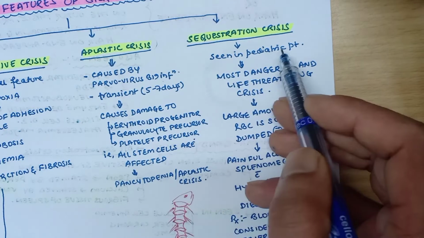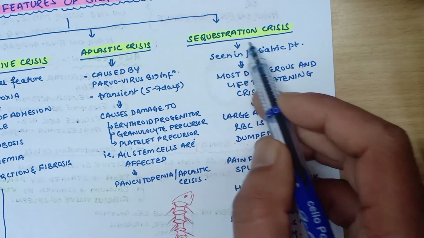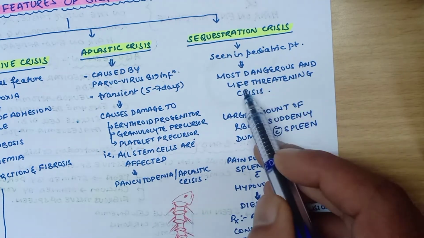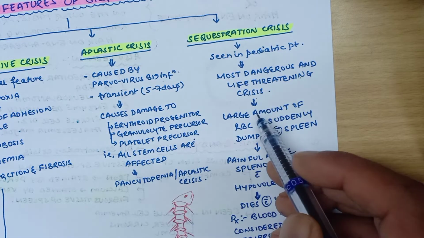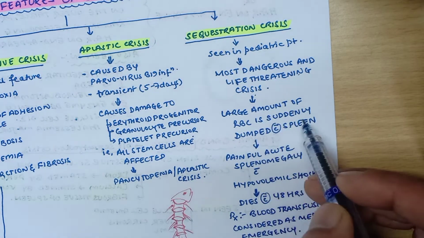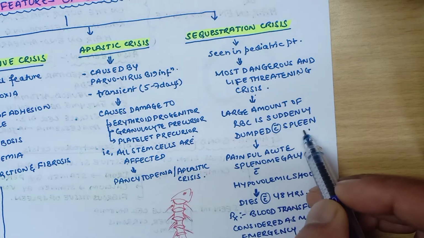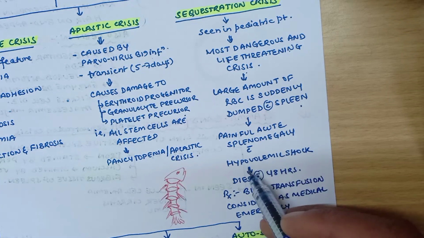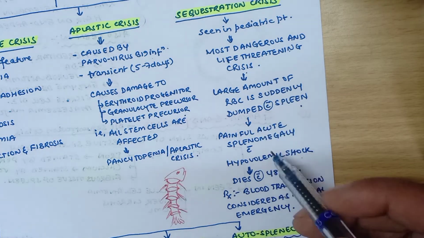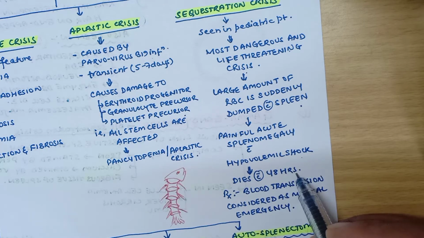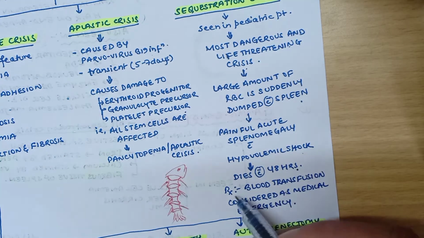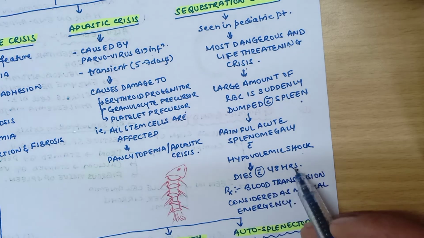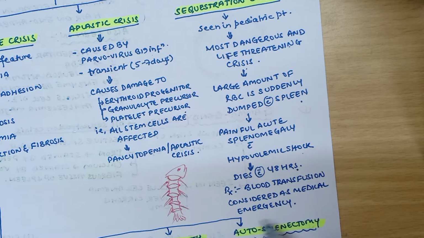Now coming to sequestration crisis. This is seen in pediatric patients, and it is the most dangerous and life-threatening crisis, as a large amount of RBC is suddenly dumped within the spleen. This will result in painful, acute splenomegaly with hypovolemic shock. The patient will die within 48 hours. So the treatment is early blood transfusion within 48 hours. This is considered a medical emergency.